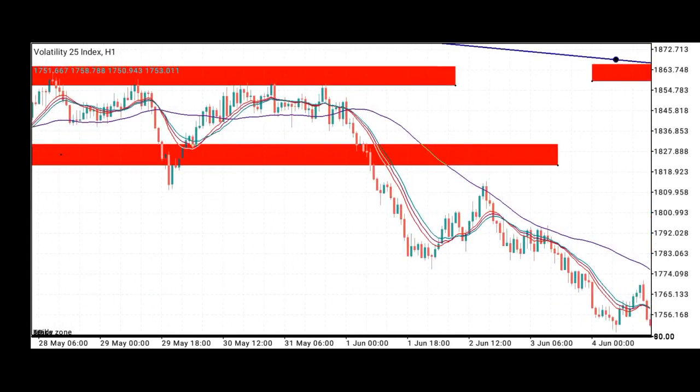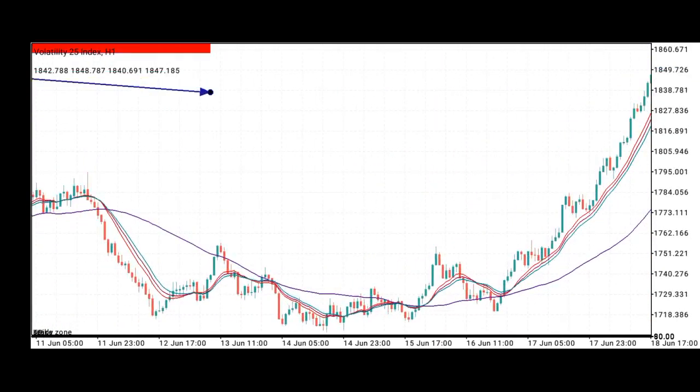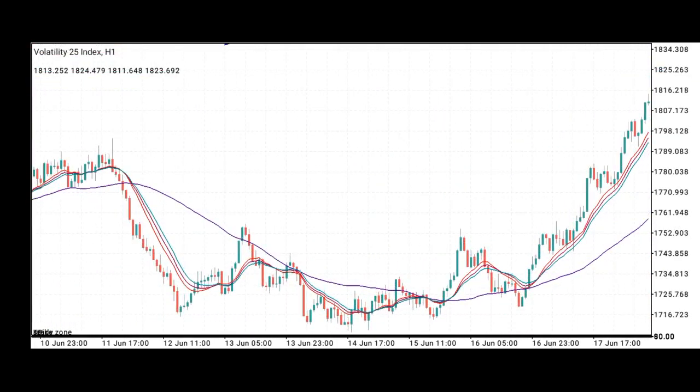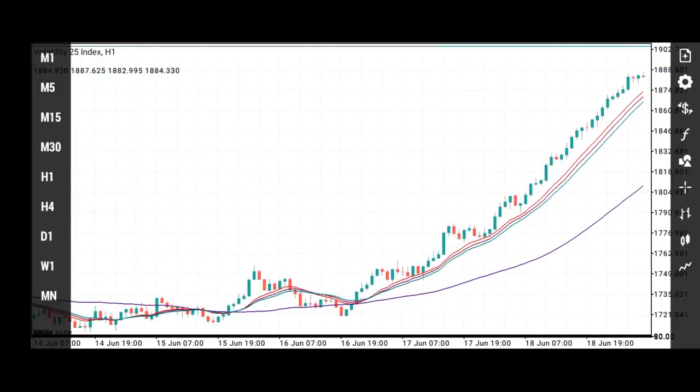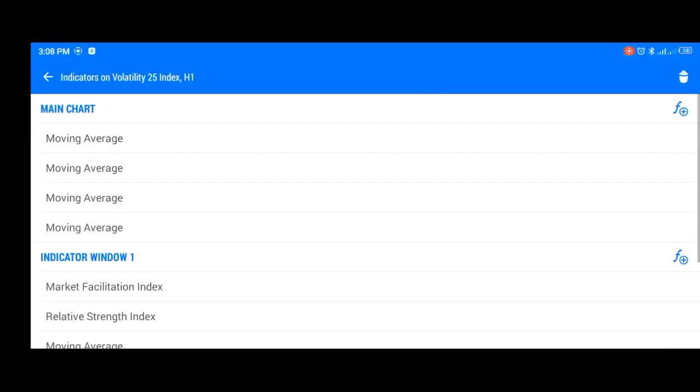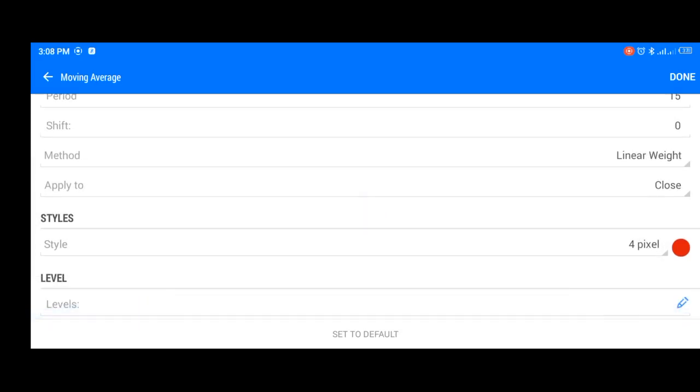Even if you don't have any strategy or you don't like using indicators, you can use this one if you like. It's not really much of an indicator. It's just a couple of moving averages, but they are very sound moving averages. Now, let me give you the setups. It's moving average 15: period 15, shift 0, method linear weighted, apply to close, 2 pixel for the style. You can make it 4 pixel, or 2 pixel. Any one you like, any color you desire.